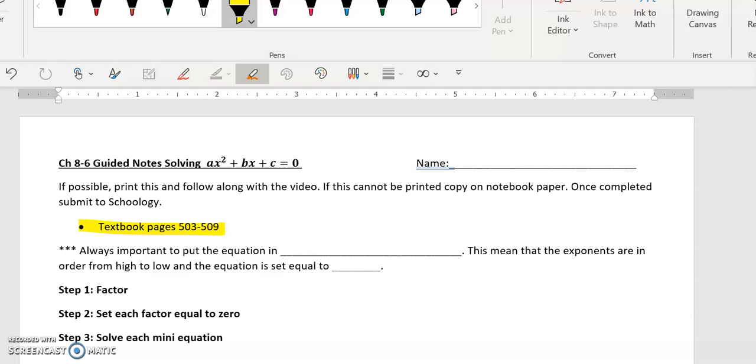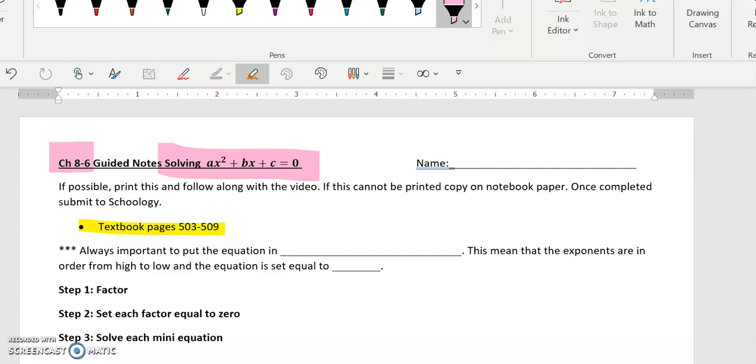So let's get started. This is chapter 8-6. We're going to be solving quadratic equations. If possible, print this out and follow along with the video. If you can't print it, just do it on notebook paper. Once you're done, take a picture and submit it to Schoology.